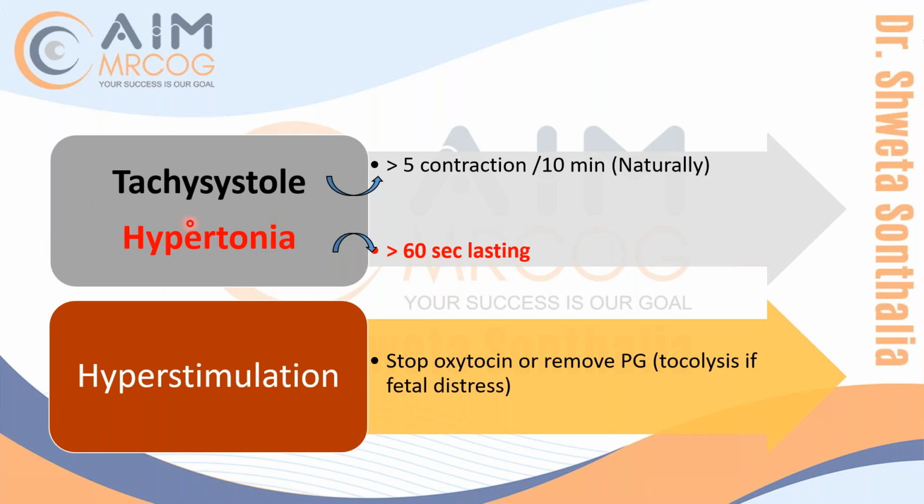In tachysystole, what can you do then? For hyperstimulation, at least you know that you will stop the stimulation, you will take that out, you will stop oxytocin, and if the CTG is bad, you will give tocolysis. But for tachysystole, if they give you tachysystole in the scenario, what are you going to do? Because it's happening naturally, you have not done anything.